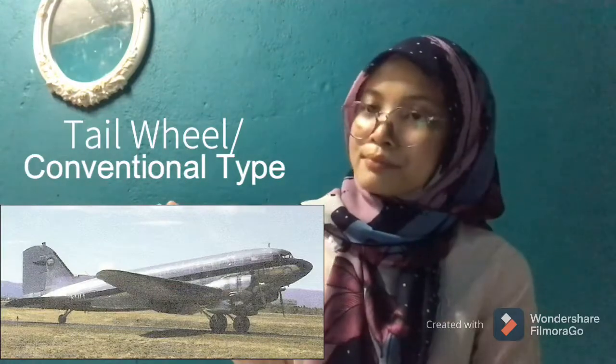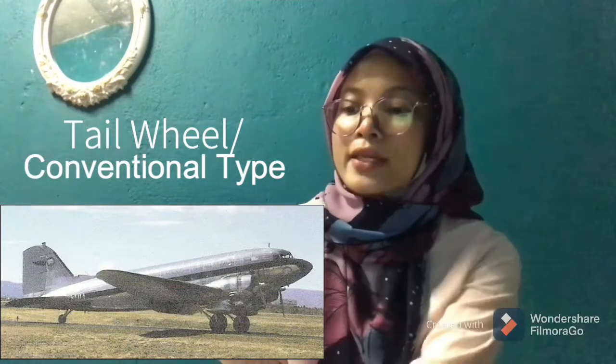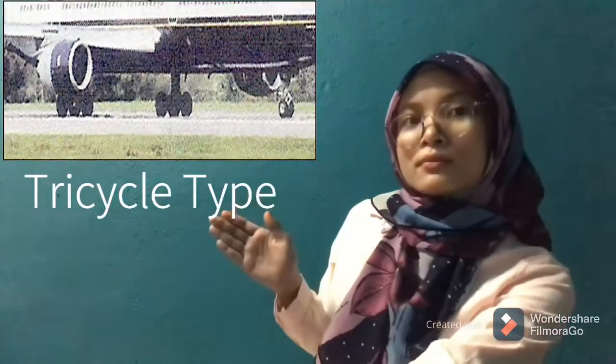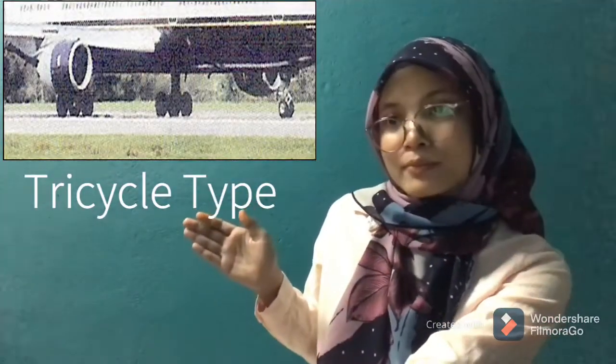Let me move to the landing gear wheel arrangement. There are three types of landing gear wheel arrangement. First, tail wheel or conventional type. The second one is tandem type, and the third one is tricycle type. Let me show you: tail wheel conventional type, this one is tandem type, and this one is tricycle type.